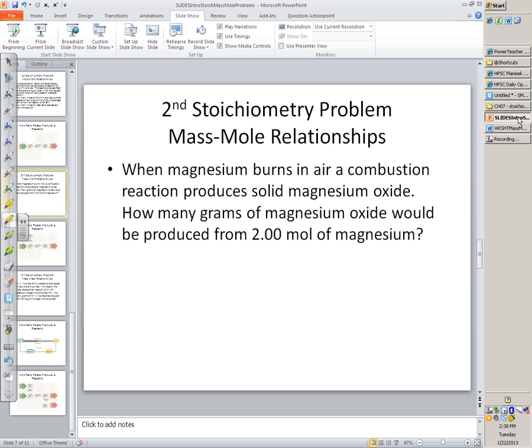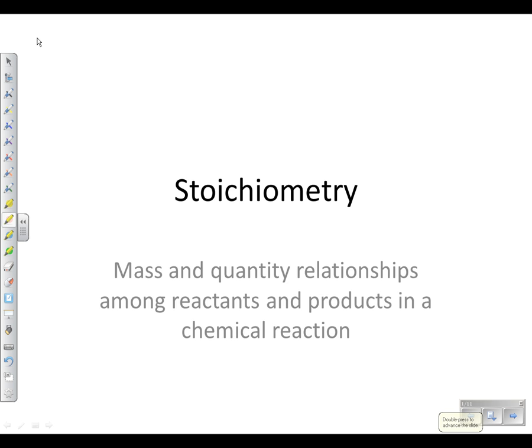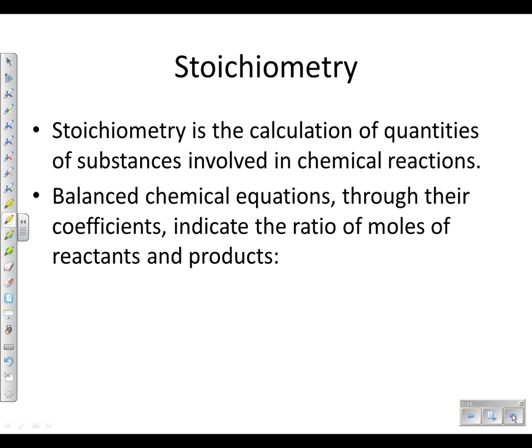On Friday, we introduced the idea of stoichiometry. And we said, like the definition says, stoichiometry is mass and quantity relationships among reactants and products. We said that stoichiometry is quantitative, where now we're starting to look at numbers involved in a chemical reaction. And we said there was one really important factor that allows us to compare one part of the equation to another part of the equation. What do we have to have in order to do that? Right? Coefficients from a balanced equation.